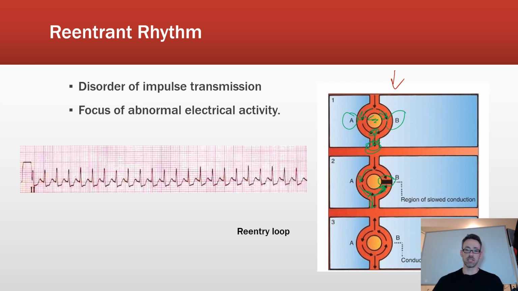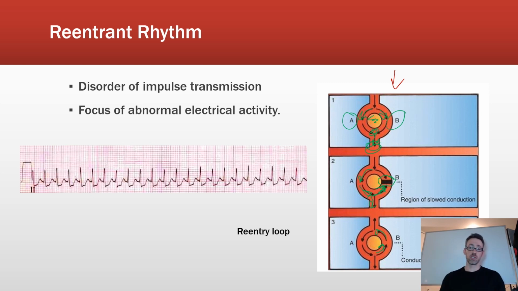And if that happens, it could actually excite that tissue over again. So here we see A going around, and then it continues to go around because the tissue behind it is no longer refractory. And so you have this sort of electrical racetrack that's occurring, because under normal circumstances, everything has depolarized together and is refractory at the same time.